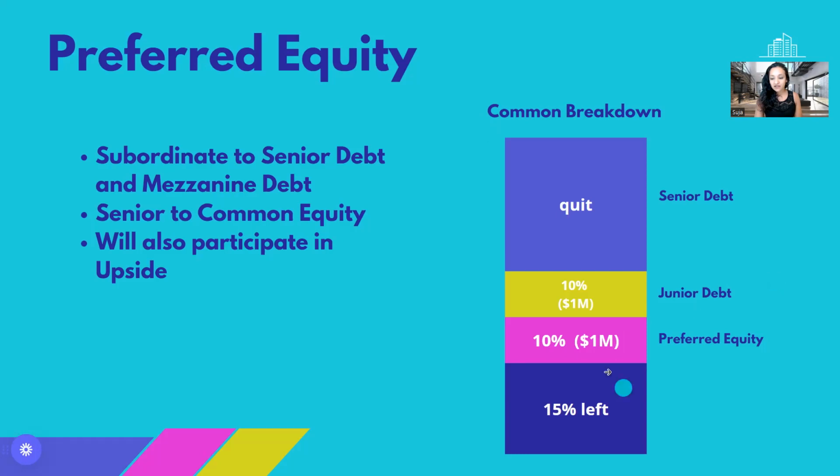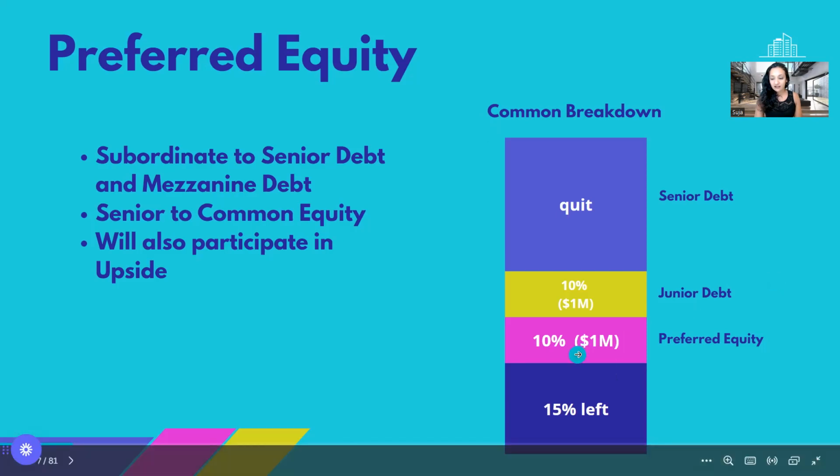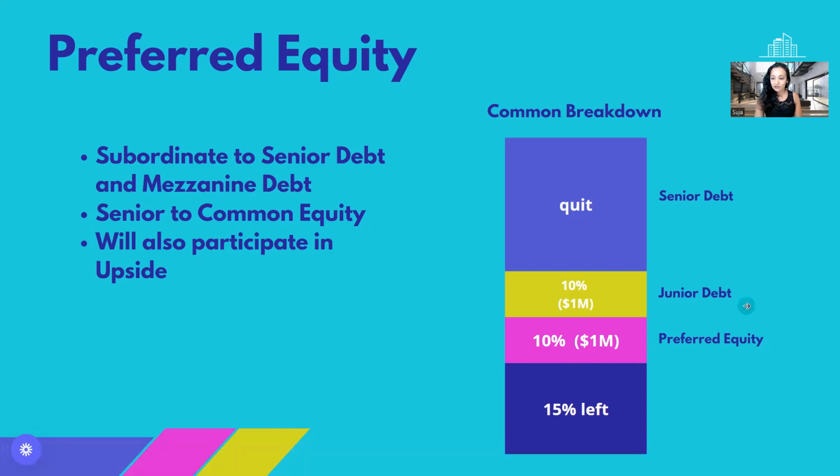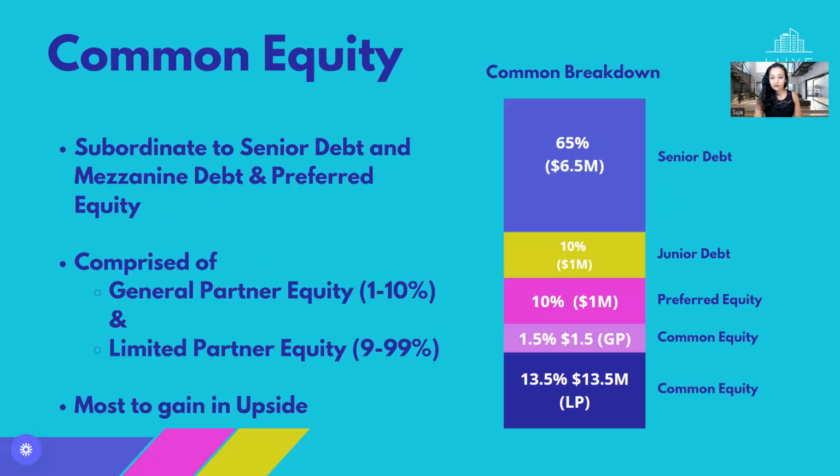So in this case, we've got 10% of the capital stack as preferred equity, so another $1 million. That leaves another 15% or $1.5 million left. Okay, and then the last type of equity is common equity. Common equity is lowest in priority, meaning that they get paid back last. They also have the most to gain in terms of possible returns.